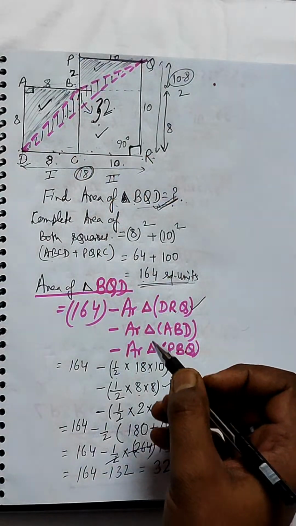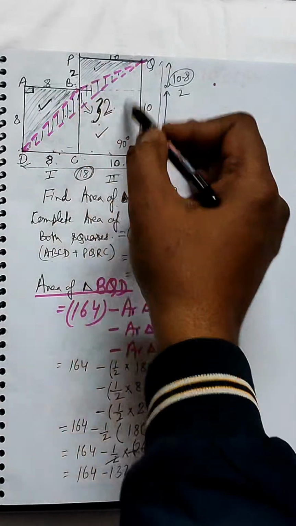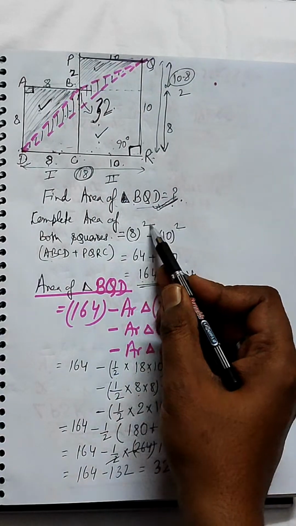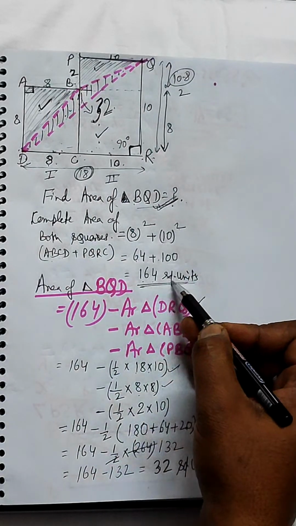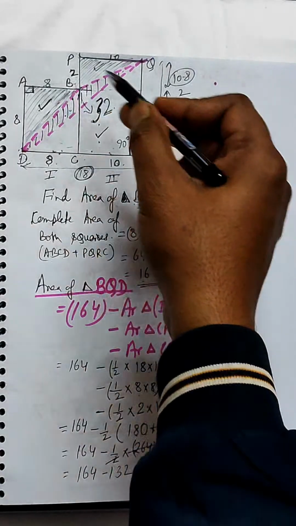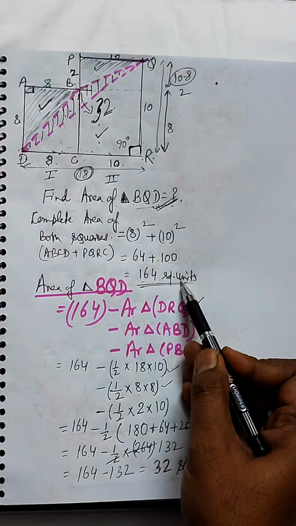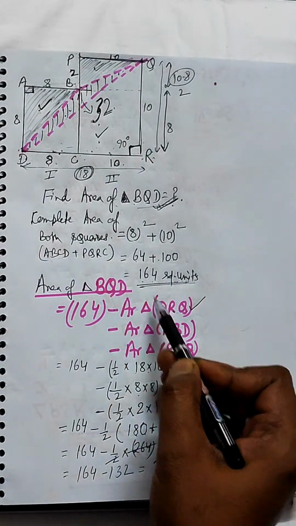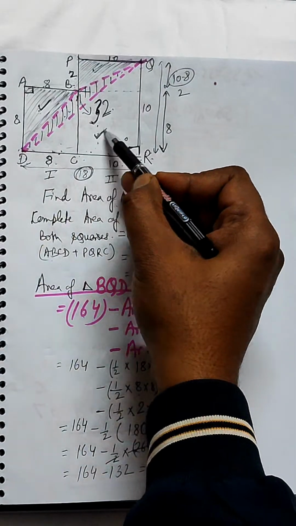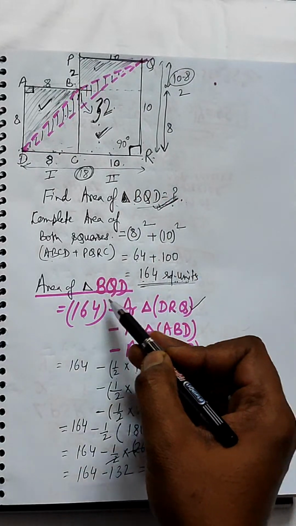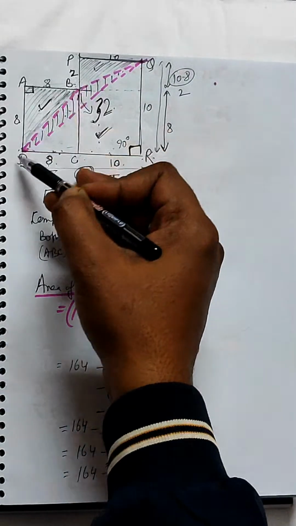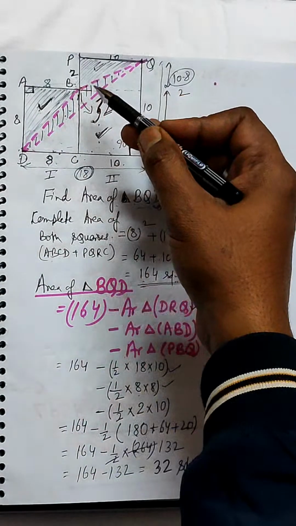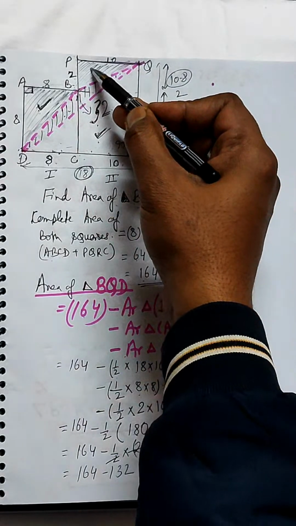So what we did, we simply took the complete area of both the figures, that is both the squares, 8 squared, 64, plus 100. So 164 square units is the area of the complete figure, right? From this complete area, we need to deduct the area of triangle DRQ, this one, right? And again from the same area, deduct the area of triangle ABD, which I have shaded over here, right? And also deduct the area of triangle PBQ, this one, right?